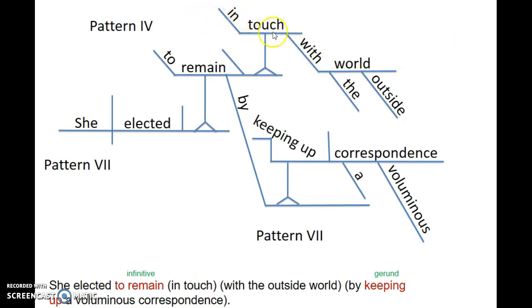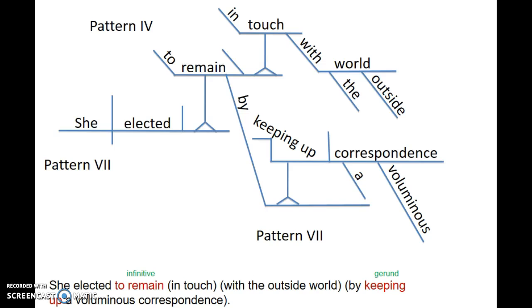So in touch, it goes up on the pedestal with the outside world is describing how she is in touch or what she's in touch with. So that modifies in touch. Then we have by keeping up a voluminous correspondence. By is a preposition, and that's telling us how she is remaining. How is an adverb question. So that by goes underneath on the slant.